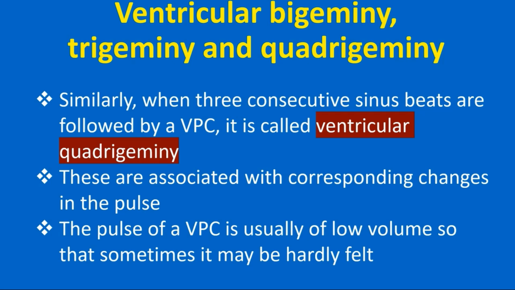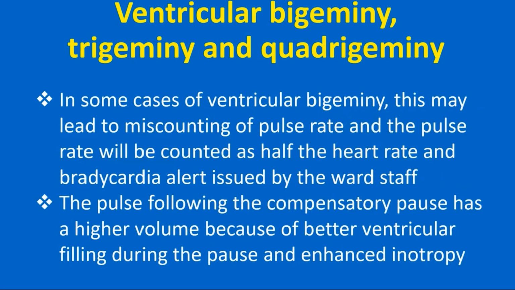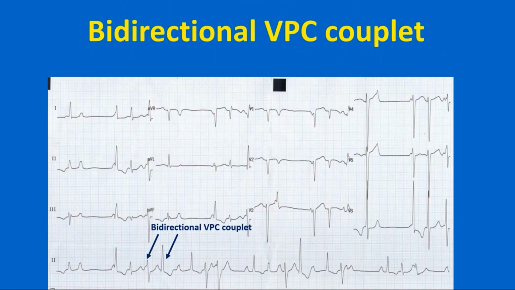The pulse of a VPC is usually of low volume, so that sometimes it may be hardly felt. In some cases of ventricular bigeminy, this may lead to miscounting of pulse rate, and the pulse rate will be counted as half the heart rate and a bradycardia alert issued by the ward staff. The pulse following the compensatory pause has a higher volume because of better ventricular filling during the pause and enhanced inotropy.